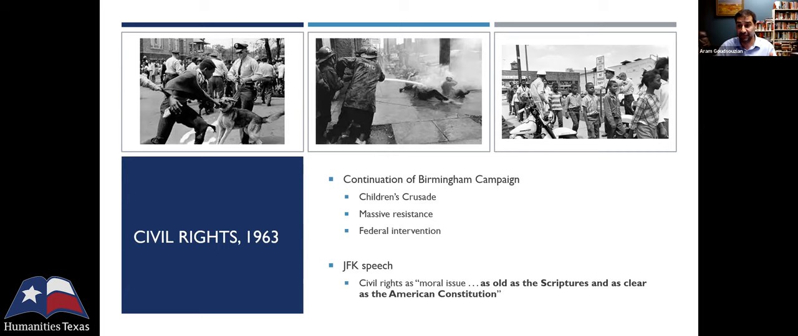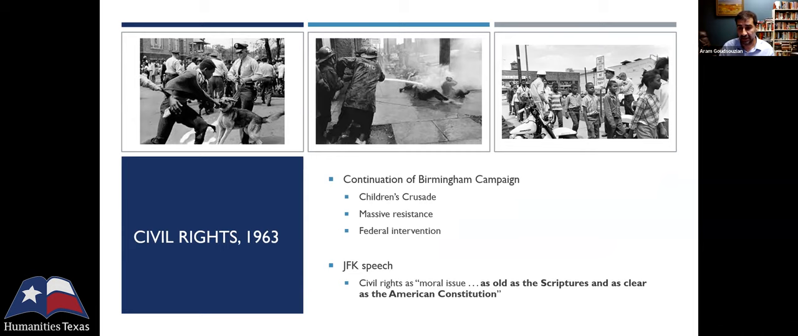You have the massive resistance of Bull Connor, who's the commissioner of public safety, basically runs the police and the fire department. And he's in charge of keeping order in Birmingham, but makes the situation worse with fire hoses and with police dogs.